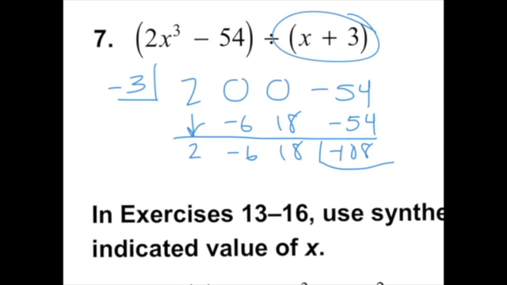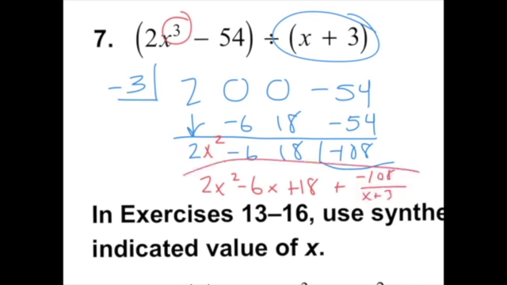So my final answer, since this was starting out as an x to the third, it will drop down a degree to x squared. So 2x squared minus 6x plus 18 plus a negative 108 over x plus 3. So that is synthetic division.